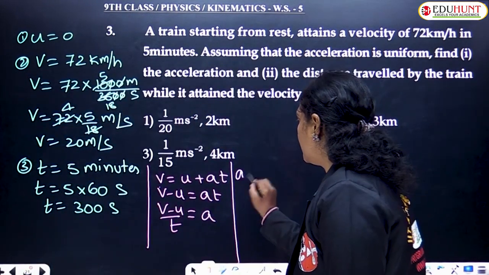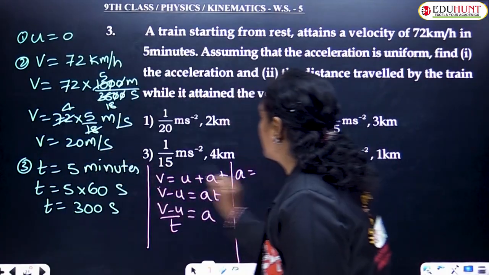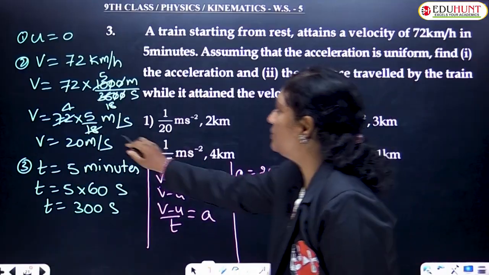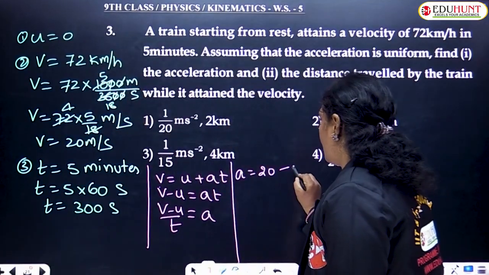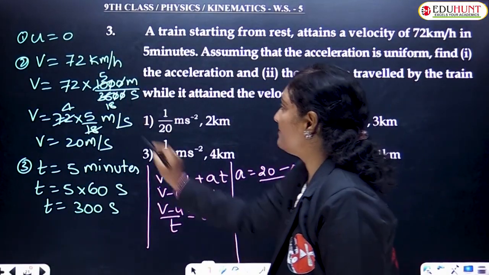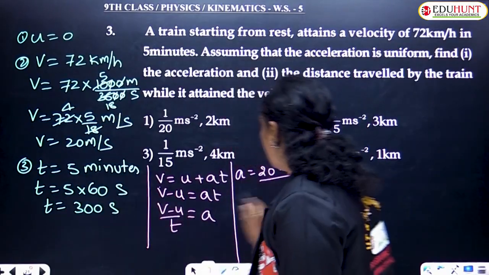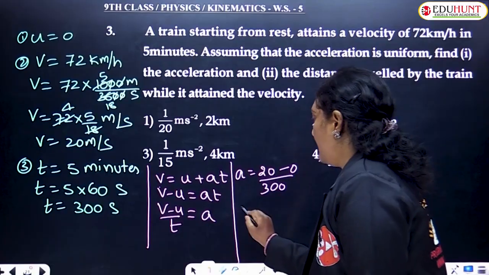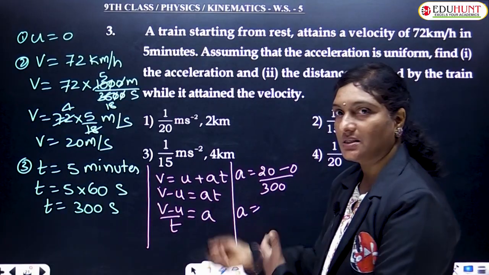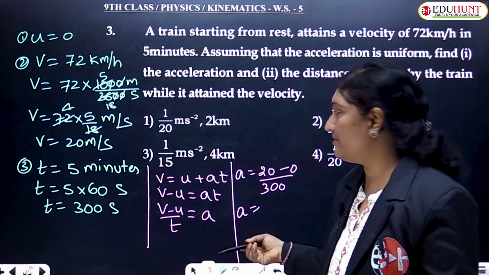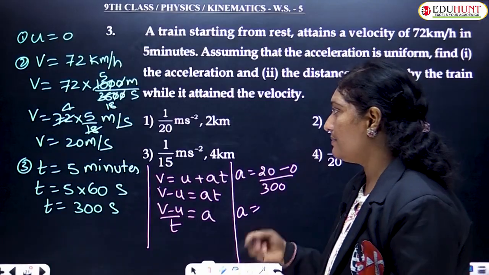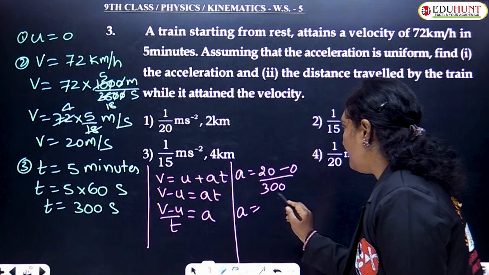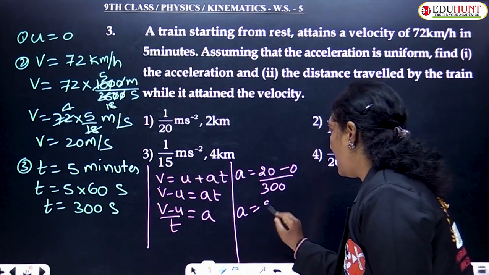A is equal to, what is V? 20. V is 20 minus U. What is the value of U? 0, upon, what is the value of time, children? 300. Isn't it? So A, everything in terms of meters and seconds only. Distance is taken in meters, time is taken in seconds. So meter per second. So 20 by 300 is how much?